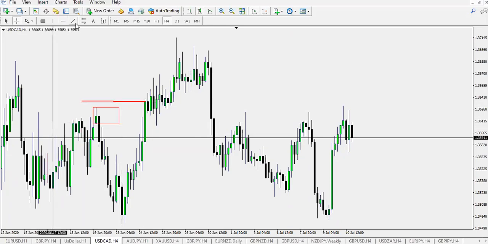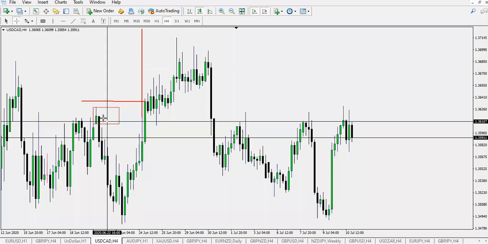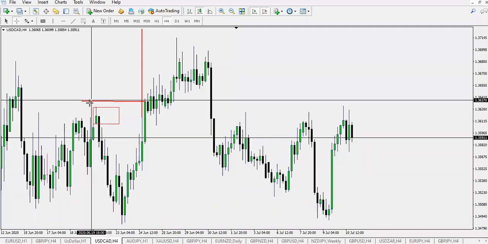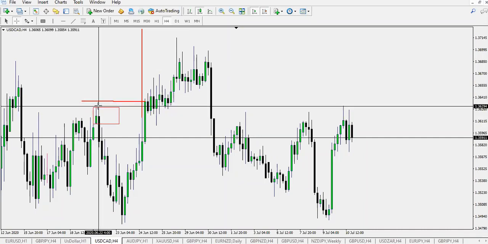So price can violently wick through. Let's just take this wick as an example. And if price still closed below, then that order block is still valid because price did not close above the order block. So it needs to close above the order block for it to be violated.